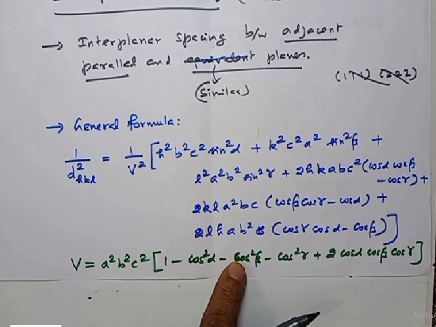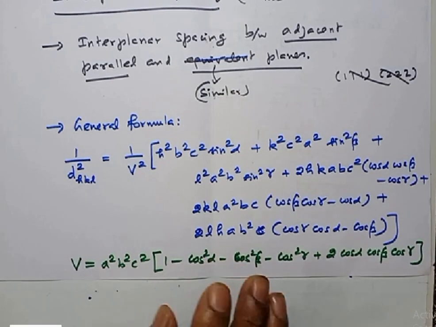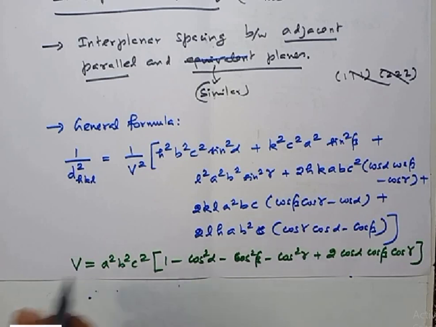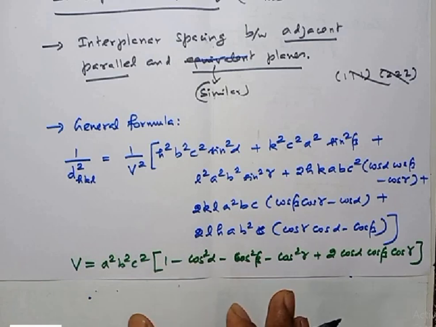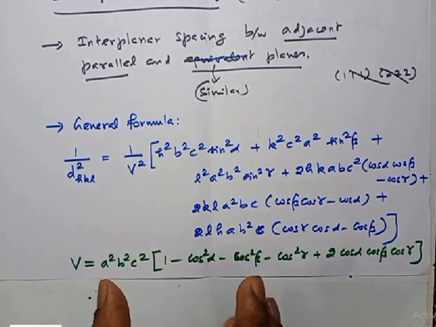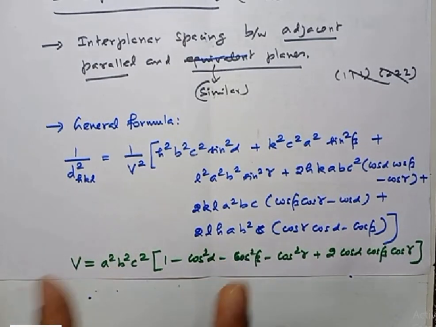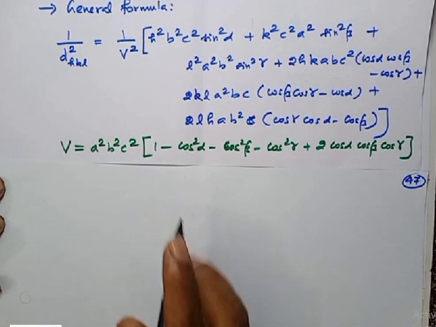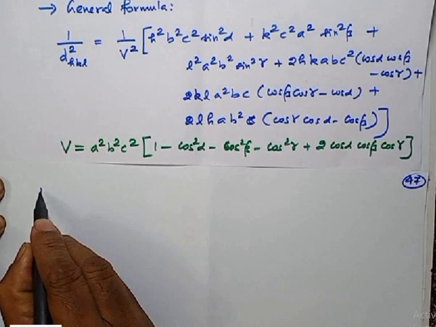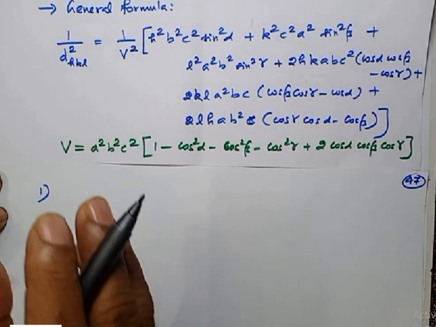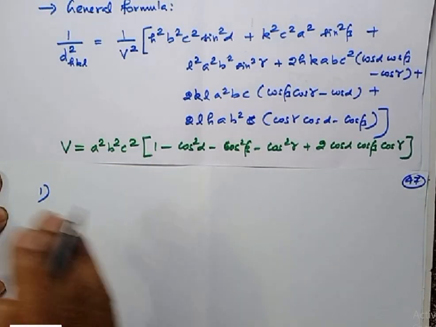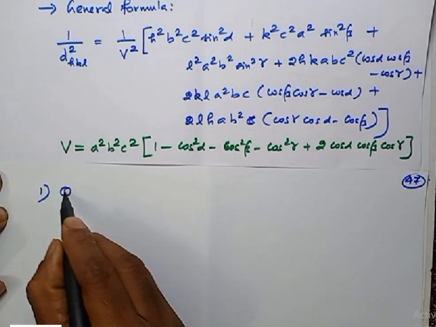This formula is a general formula. It is applicable for cubic, tetragonal, orthorhombic, monoclinic, hexagonal. For any unit cell, you can use this formula to find the volume. Take note. I'll take one example and show you how to get the interplanar distance for a particular set of similar planes. Say I'll take orthorhombic crystals.